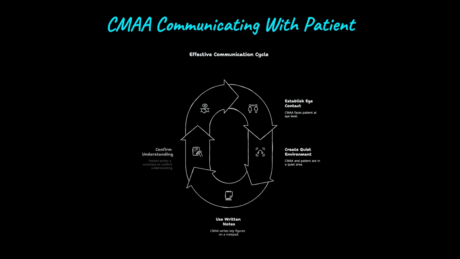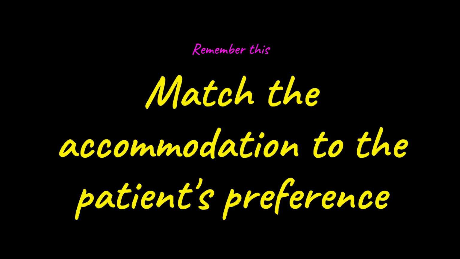Picture a CMAA registering a hearing-impaired patient who prefers written communication. She seats him in a quiet area, faces him at eye level, and writes key figures like out-of-pocket costs on a shared notepad, then confirms understanding by having him summarize it back. The correct answer always combines facing the patient with honoring their expressed preference, whether that's an interpreter or written notes. Effective communication is both a legal obligation and a basic form of respect.